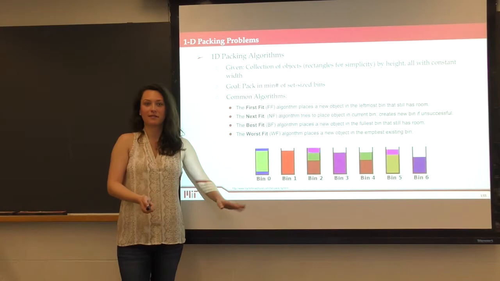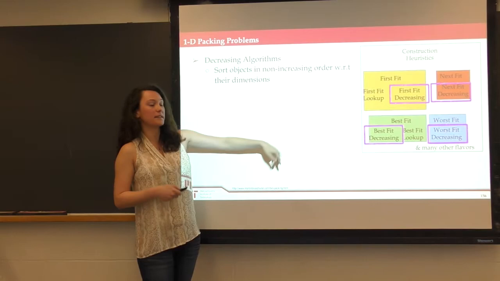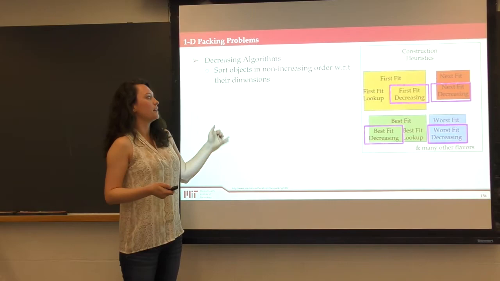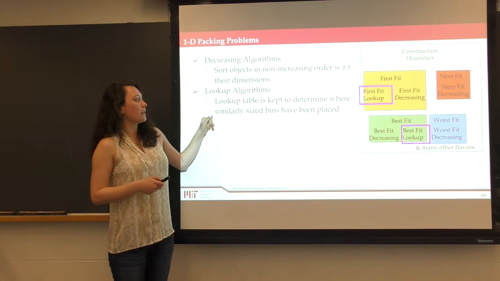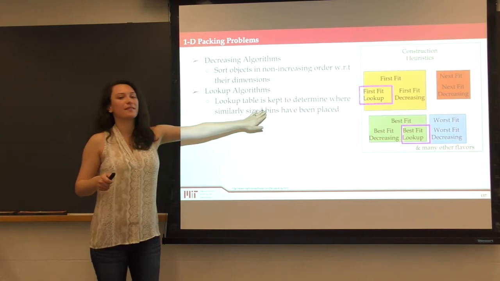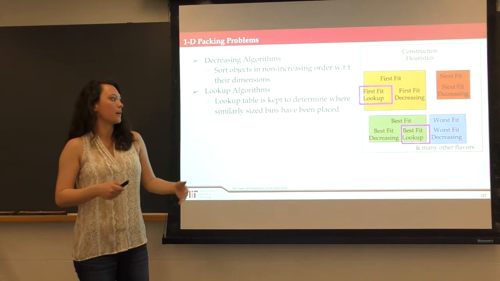So in general, we also have decreasing algorithms. And you can see that each of the main four categories has a decreasing variation. In this case, you sort objects in non-increasing order with respect to their dimensions. So you basically place them in order, largest to smallest. And there's also lookup algorithms, where a lookup table is kept to determine where similarly sized objects have been placed in bins prior. So that way, if an object comes up, you can see where it's been placed before. Maybe there's more room for it to fill out the bin.